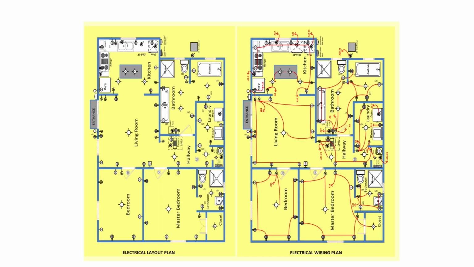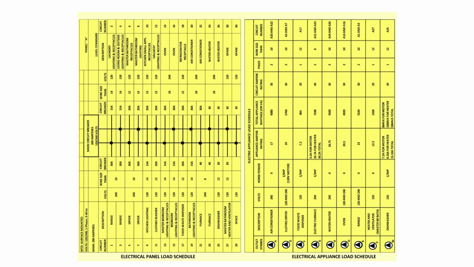Draw the layout: create a detailed diagram showing the wiring paths, outlets, switches, and devices. Label components: clearly label all components, including circuits, breakers, and devices. Consider code requirements: ensure the layout complies with the Electrical Code, NEC, regarding conductor sizing, grounding, overcurrent protection, and other safety standards. Review and revise: review the layout for accuracy and make necessary adjustments.